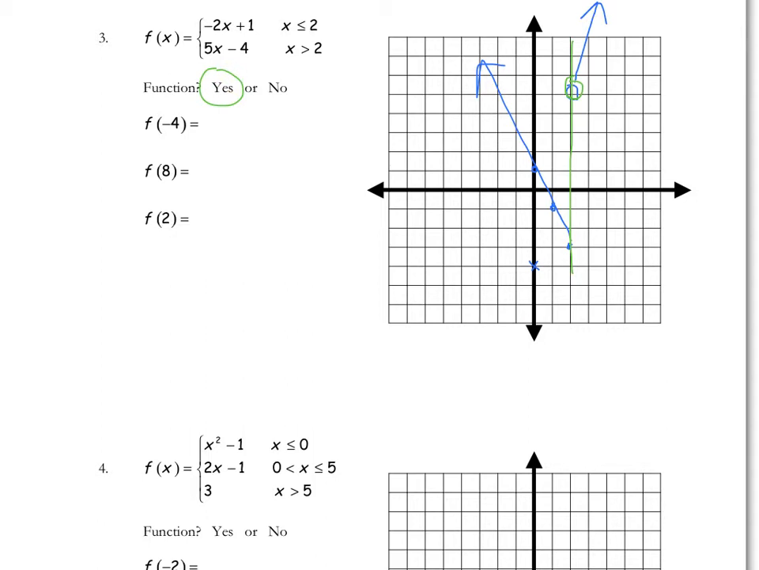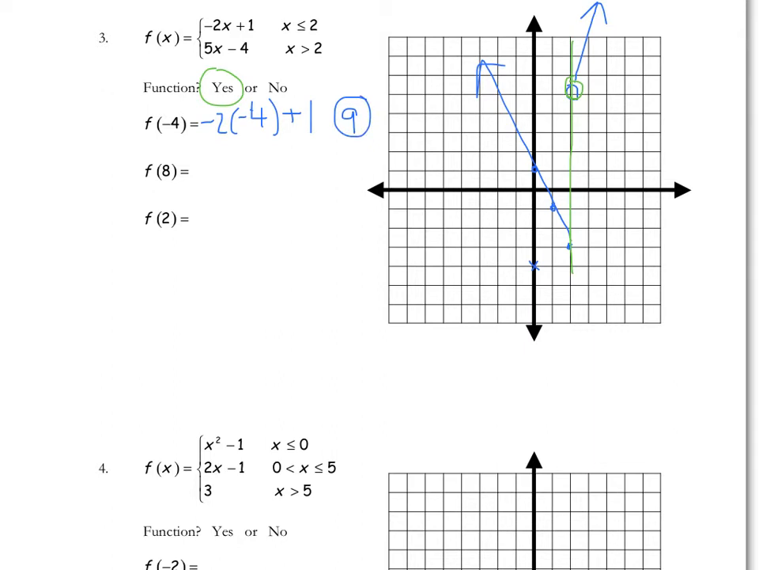Evaluating this function at f of negative 4. Since I didn't continue my first piece of my graph, it might be hard to look at the graph and figure it out. So instead, I'm going to plug it in to the top piece. Negative 2 times negative 4 plus 1 is 9.